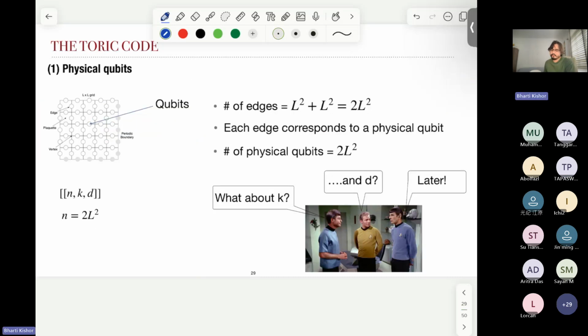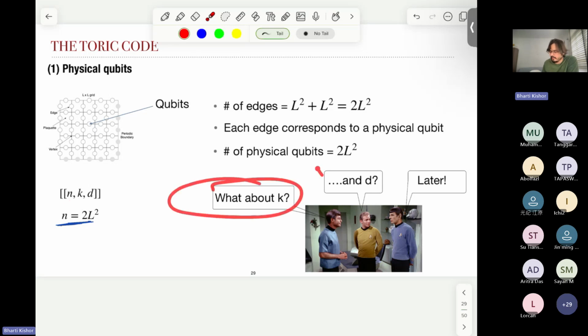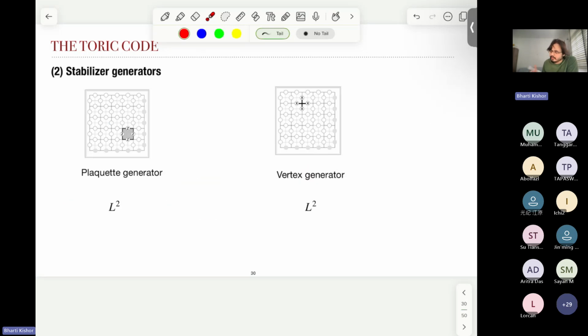So we have that n, the total number of physical qubits, will be 2L square. We will gradually build what k is and what d is in our formalism. The total number of edges is L square plus L square, which is equal to 2L square. Each edge corresponds to a physical qubit, so the total number of physical qubits is 2L square. That gives us n. Now the question is what k and d are. We will see that later.